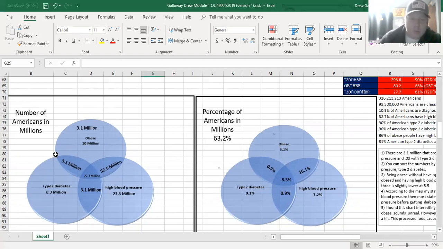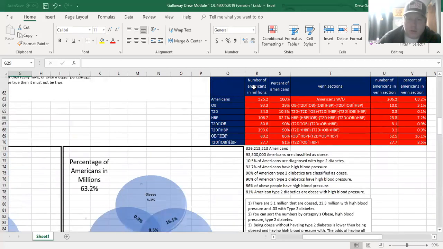And there's 3.1 million people who have both obese and type 2 diabetes. There's 3.1 million people that have type 2 diabetes and high blood pressure. So the same amount for both of these. There's 52.5 million people to be obese and have high blood pressure. And to have all three, there's 27.7 million people. I got this all from this little graph right here, and we had to go and put all these in.